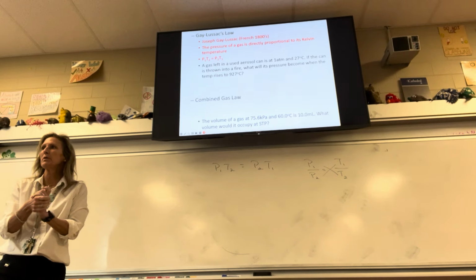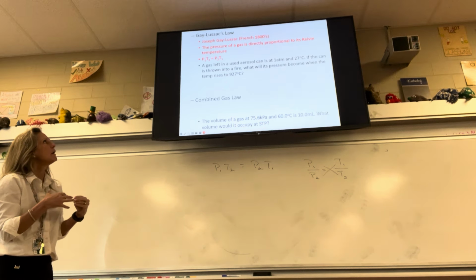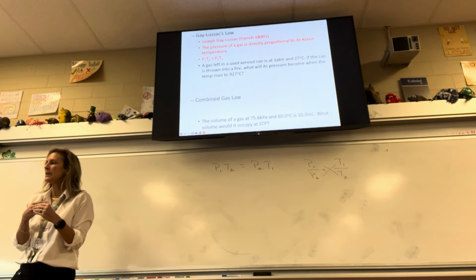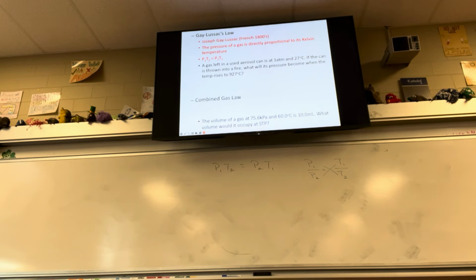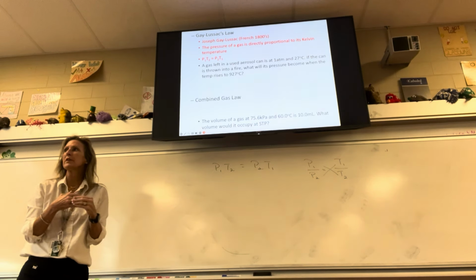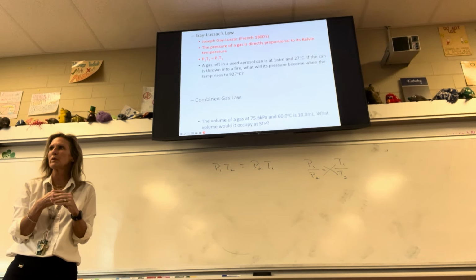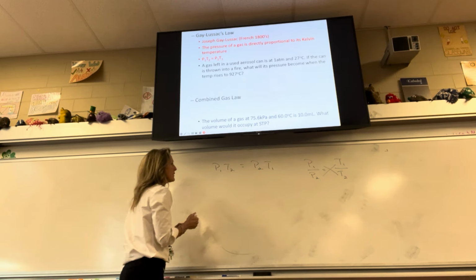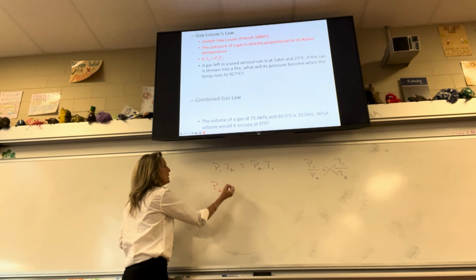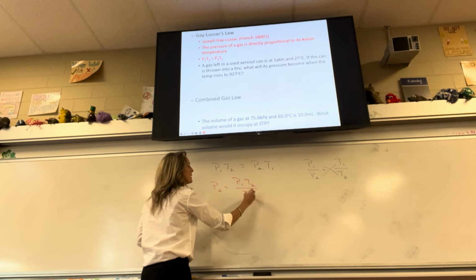Okay, so here's an example. Do not try this at home. This is not a smart idea. There's some gas left in an aerosol can at 1 atmosphere and 27 degrees Celsius. Somebody decides to throw it into a fire. We're going to solve for its pressure when its temperature goes up to 927 degrees Celsius. So for this one, we're solving for P2. So we're going to take P1 T2 over T1.